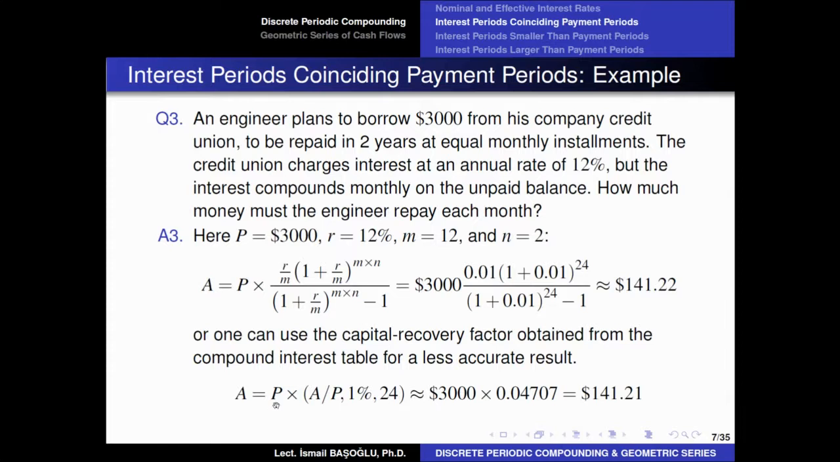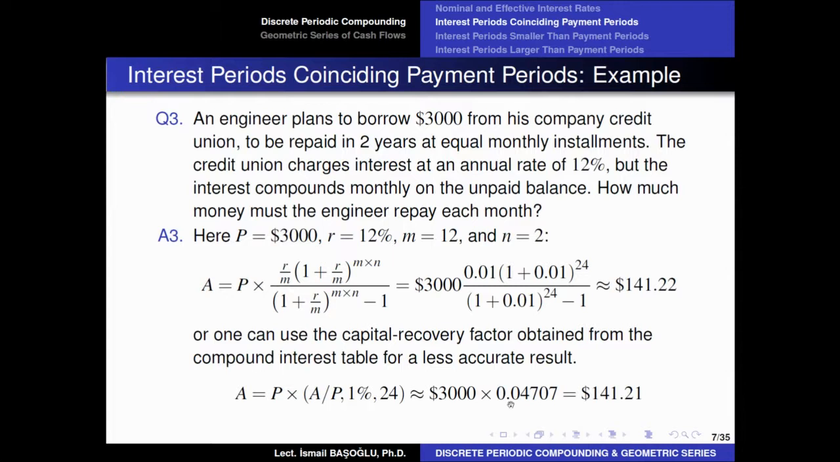All you need to do is to multiply the principal amount of $3,000 with a uniform series capital recovery factor, A over P, under 1% interest rate for each period and for 24 periods. So basically, you are changing the time unit of the problem. That's it. In this problem, both the compounding and the payments are made on a monthly basis. Therefore, the time unit is months. So you should determine your factor based on monthly units.